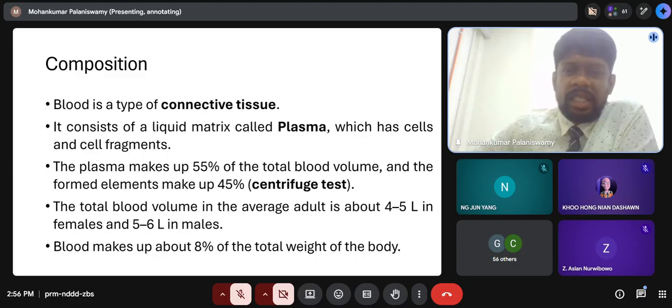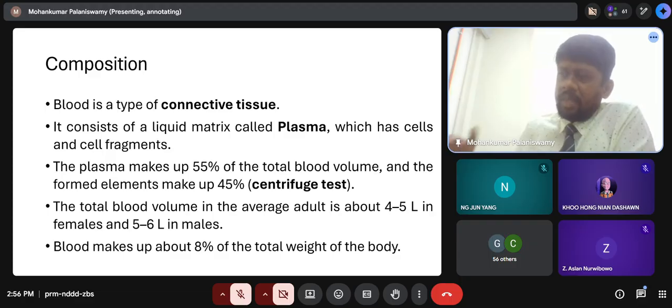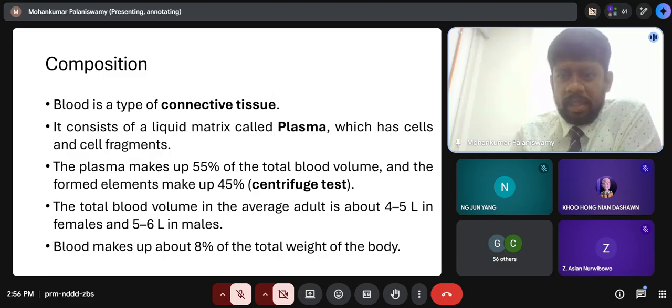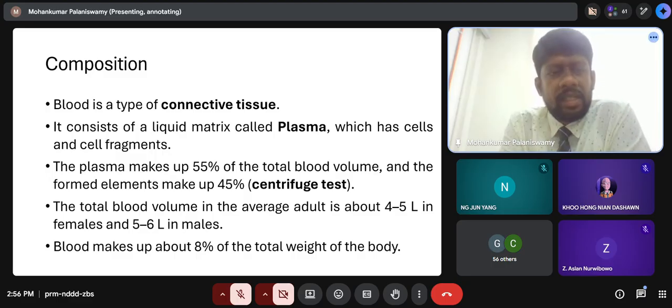So there is a test called centrifuge test. Whenever you donate your blood, I'm not sure how many of you have donated your blood, the hospital or the lab will process your blood through this test called centrifuge test, where they can separate the plasma, the WBC, RBC, the platelets, everything. After doing the centrifuge test, we can easily see that the plasma makes up to 55%, and the formed elements form up to 45%.